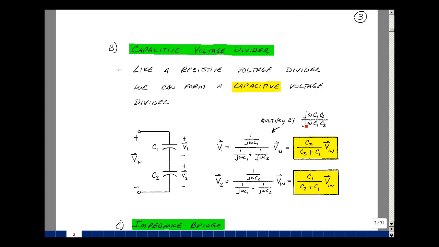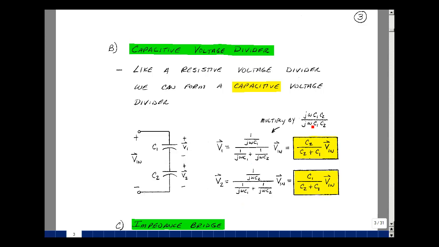Now the numerator, if we multiply this term out here, the j omega and C1 cancel, we're just left with C2. In the denominator, the j omega C1 cancels with this term, and we're just left with C2. And for this term, we're just left with C1. What we've got is that the voltage across the capacitor C1 is the other capacitor over the sum of the two, times Vin. This is sort of like our conductance voltage divider of ECE201. This is happening because of the reciprocal relationships. The same thing is true about the voltage across C2.